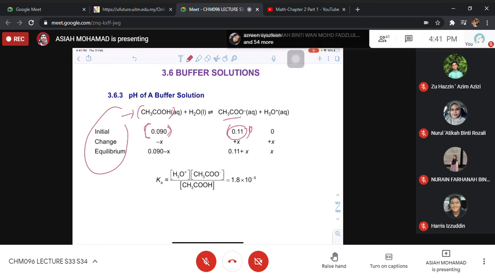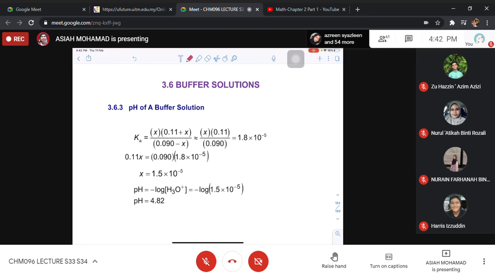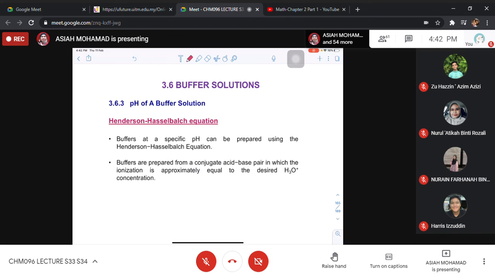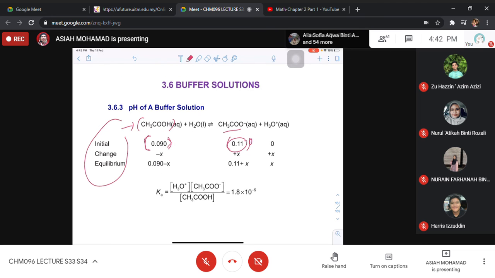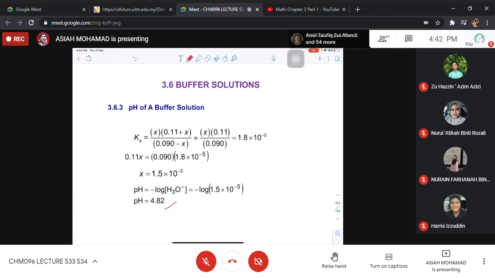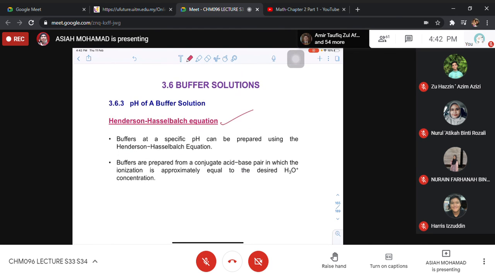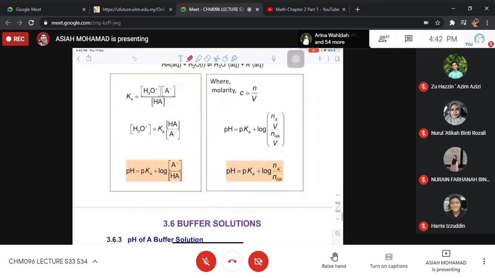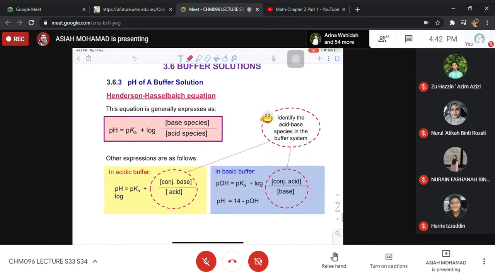Either you want to use this method, ICE, and then solve for X by using Ka, and you will get this pH value. But for me, it's easier if you use this Henderson-Hasselbalch equation. It's just the same. If you use this method or the Henderson-Hasselbalch method, you should get the same pH value. For the Henderson-Hasselbalch equation, I just want to highlight, this is the general equation, either in acidic buffer or in basic buffer.